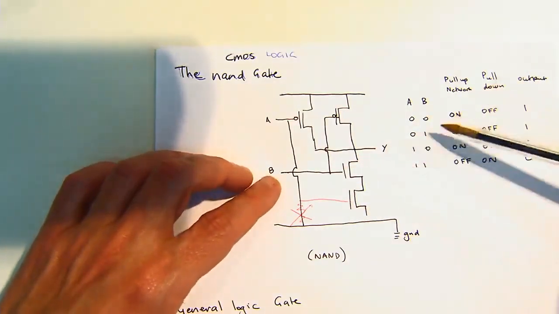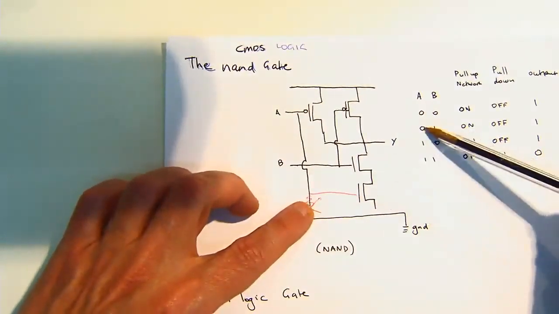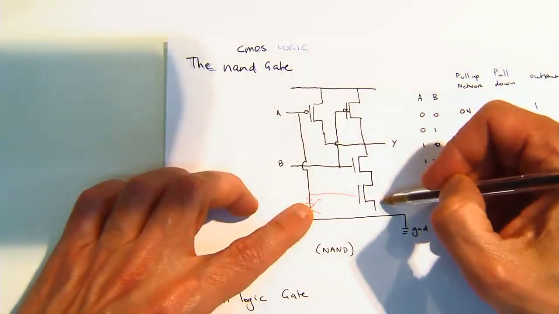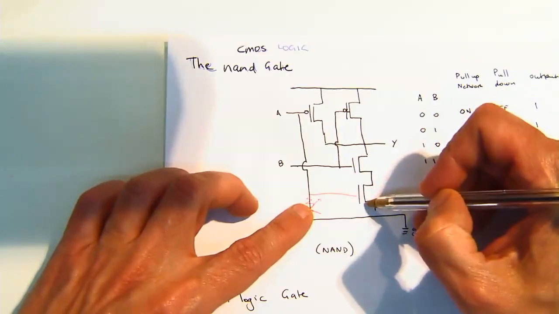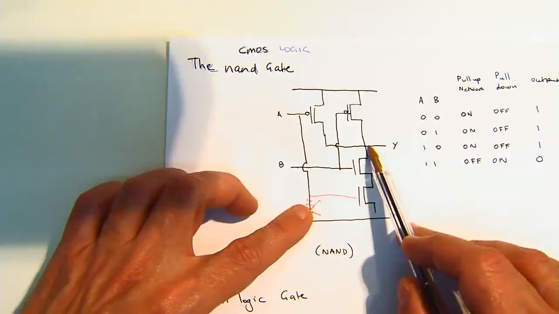Okay. B is on. How about this one? No. A is 0, so it's off. So therefore, current can't flow down here. Even though this switch is open, current can't flow because this switch is off, all right? So therefore, what we've got is this point is at the supply rail.